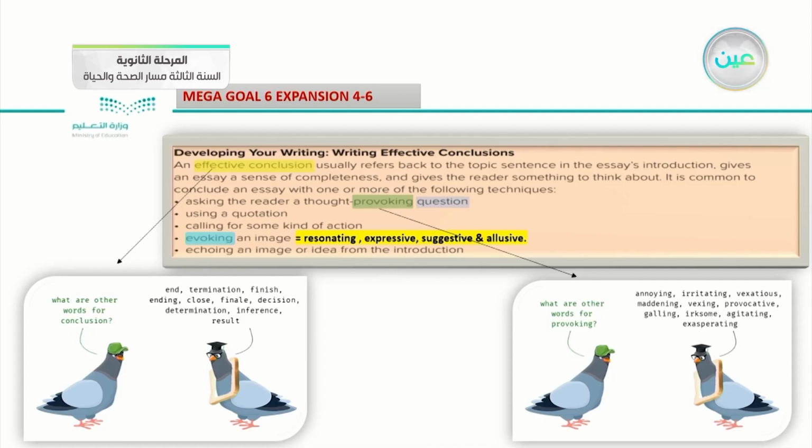Number five, echoing an image or idea from the introduction. What do they mean by echoing an image or idea from the introduction? It means resounding or repeating, or an imitation of your image from your introduction. I hope this is easy for you, and that you now understand the meaning of an effective conclusion, and of provoking a question, evoking, and echoing an image from your essay.